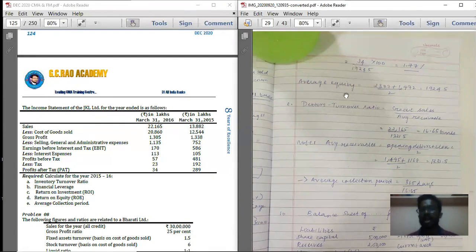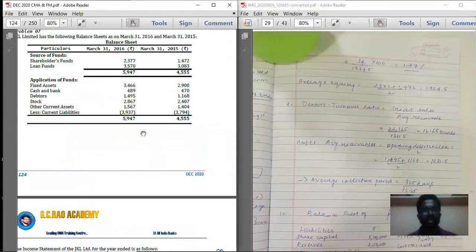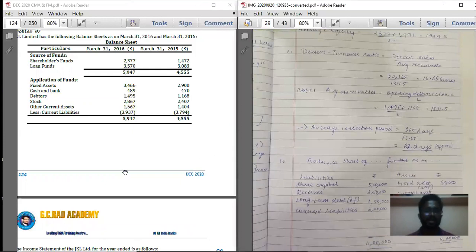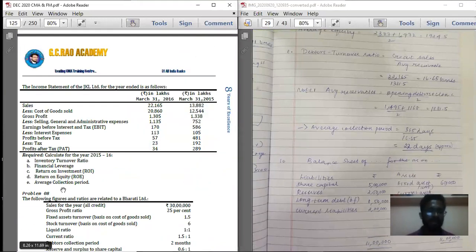Below that, leave 2 lines gap. Average equity is equal to 2377 plus 1472 divided by 2, which is equal to 1924.5. Now come to the formula: 34 divided by 1924.5 into 100, which is equal to 1.77%. And the last requirement is average collection period.